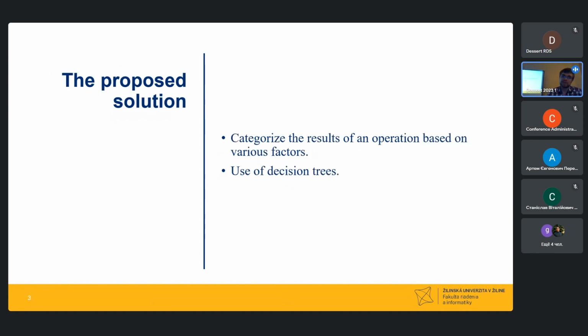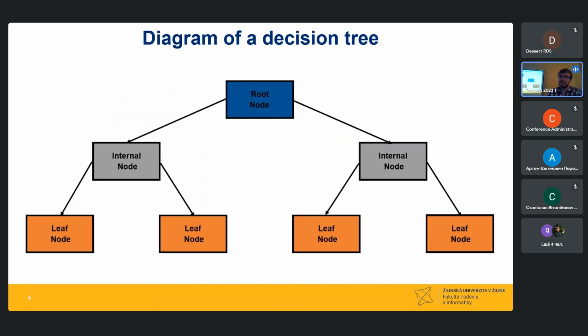And because of this, we propose a solution to categorize the result of operation based on various factors for the individual patients, and we choose to do this by using a decision tree. And so we have a better understanding of what a decision tree is, you can see this simple diagram. It is a hierarchic tree-like structure that consists of root node, branches, internal node, and leaf nodes.